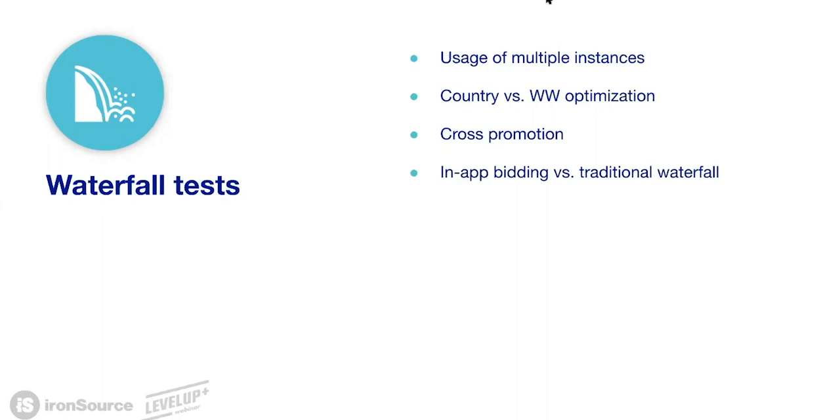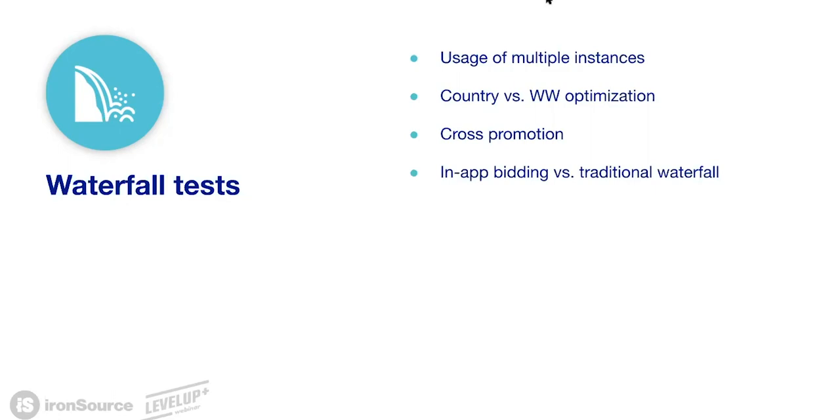Many of our publishers manage a very heavy waterfall with a lot of instances, and it takes a lot of work and time and effort. So what you could do is test a heavy waterfall versus a light waterfall. Heavy having a lot of instances, light having fewer instances, and then really decide if managing the heavy waterfall is worth the effort. There's also country versus worldwide optimization. Is it better to have specific country waterfalls or a worldwide waterfall? You can split test it and find out.